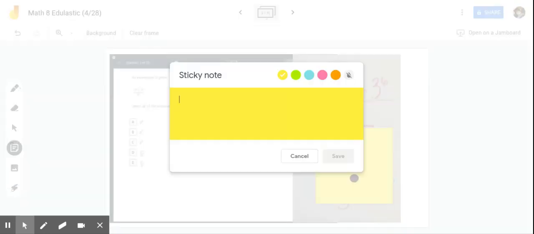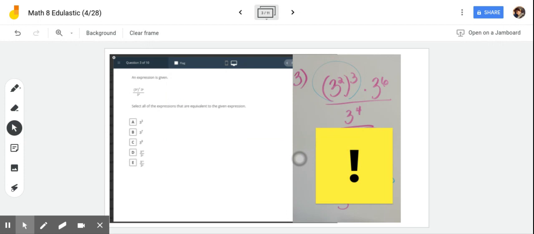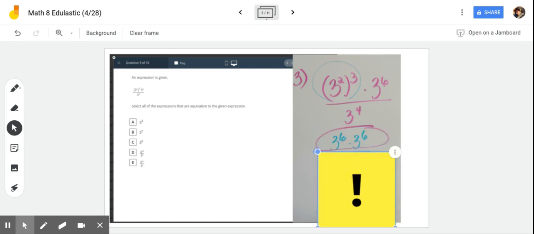Okay, so the first rule we have to deal with is 3 squared to the 3rd power. That's a power to a power, so we keep the base and we multiply the exponents. When I do that, I end up with a new expression at the top: 3 to the 6th times 3 to the 6th over 3 to the 4th.